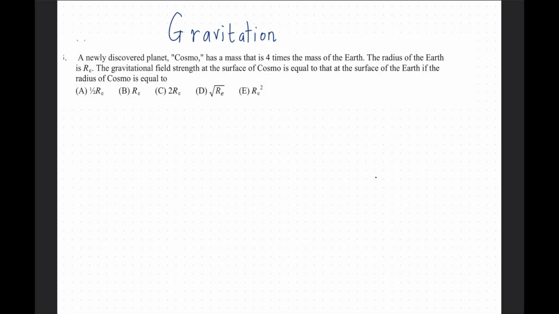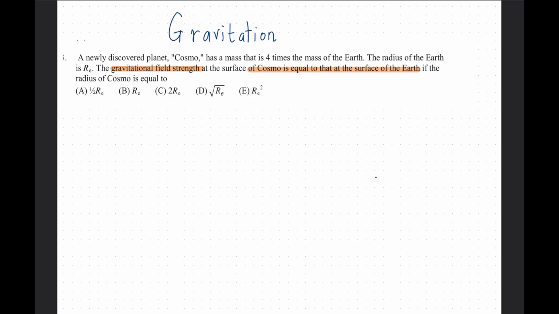In this video, we are going to look at some problems based on gravitational force and gravitational field strength. A newly discovered planet Cosmo has a mass that is 4 times the mass of the Earth. The radius of the Earth is given as RE. Gravitational field strength at the surface of Cosmo is equal to that at the surface of Earth.